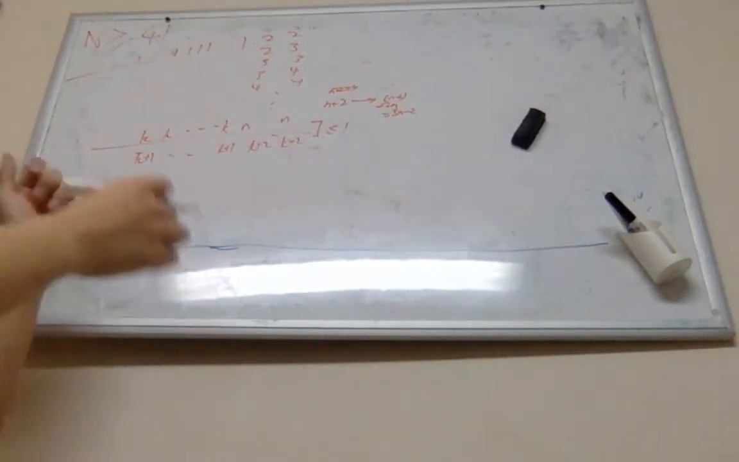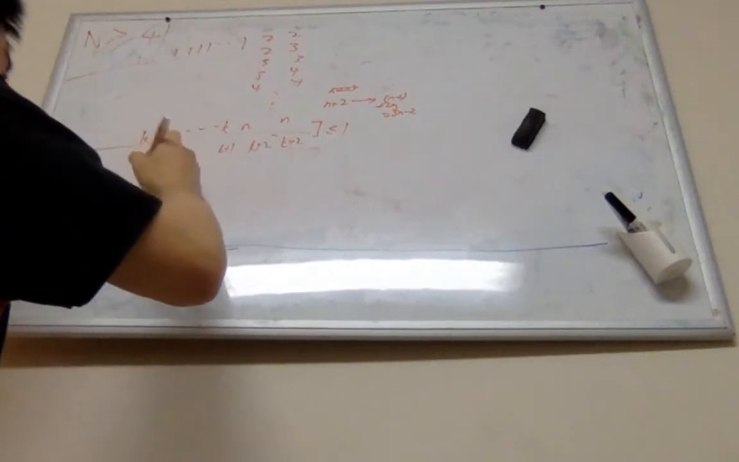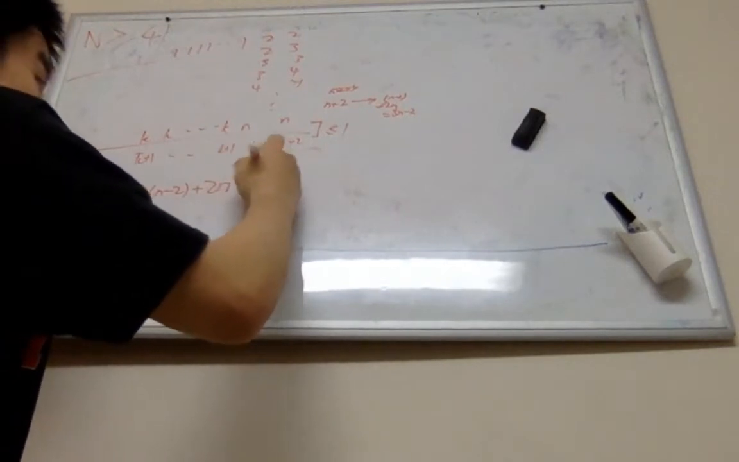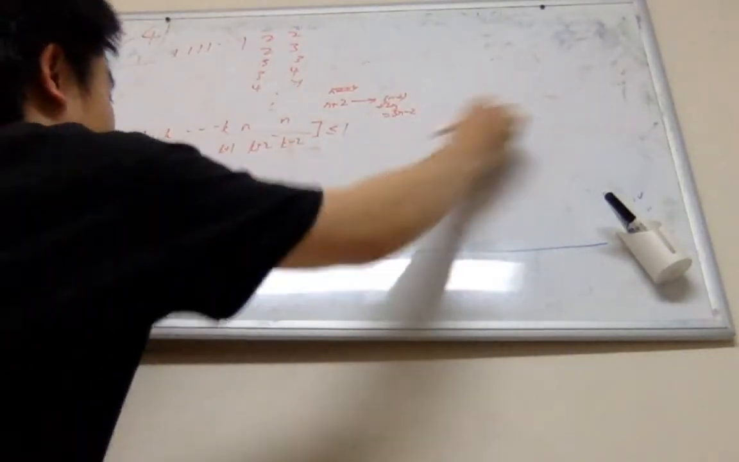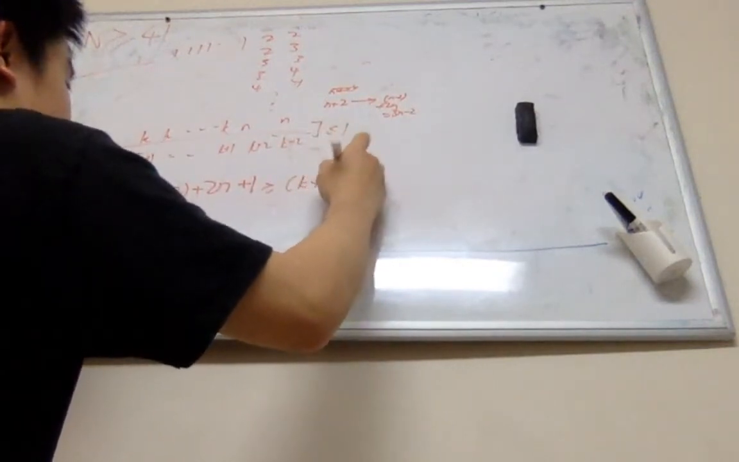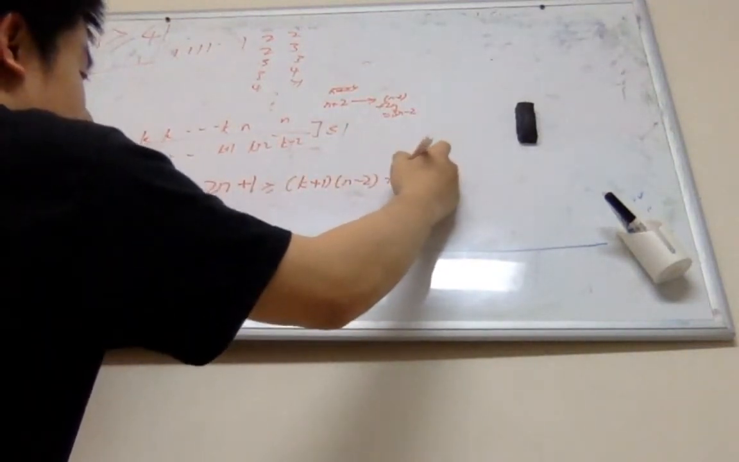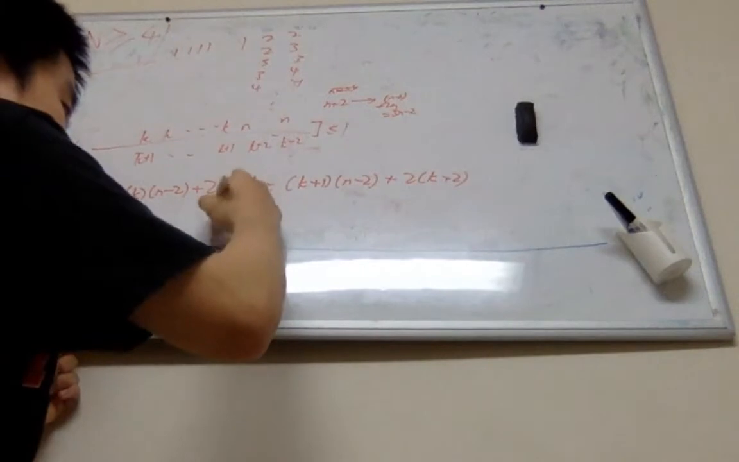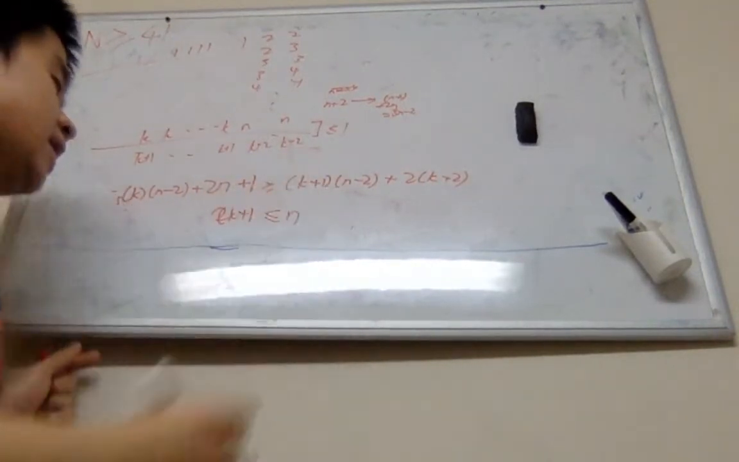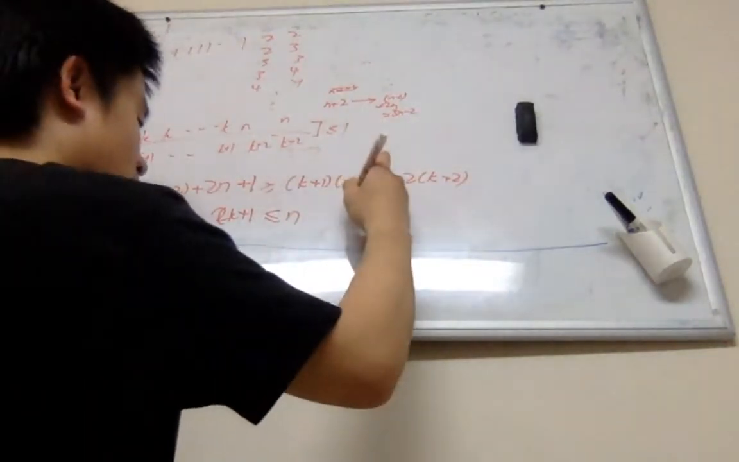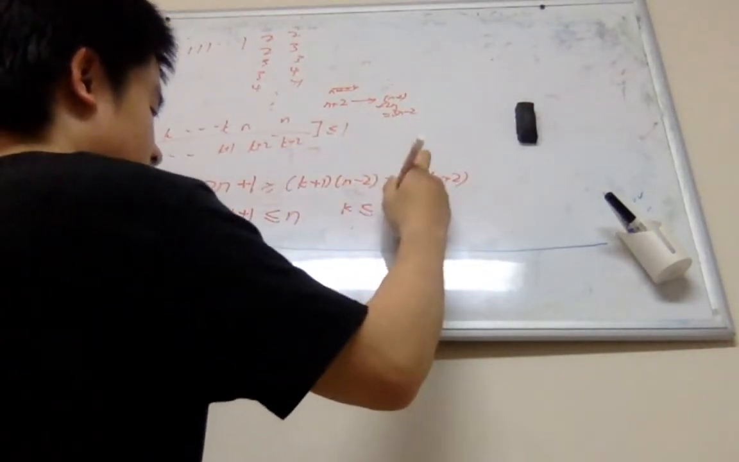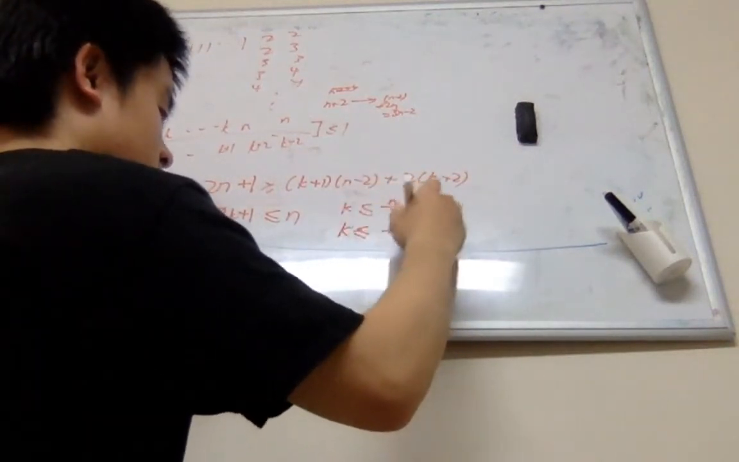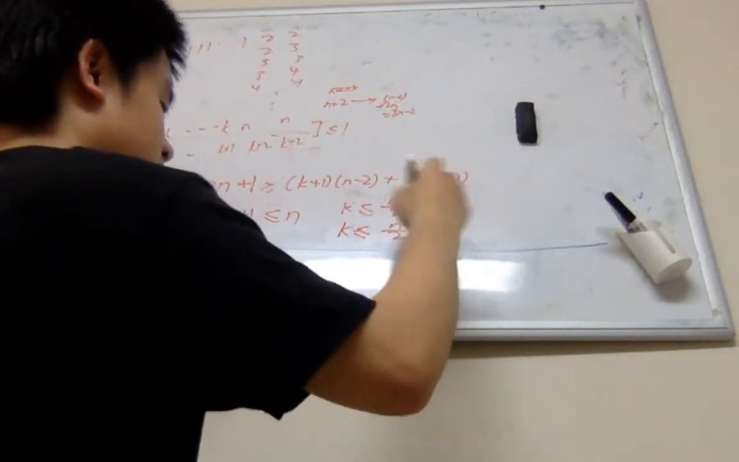Okay. So we want k times n minus 2 plus 2n plus 1 to be more than the next one, plus 2 times k plus 2. It turned out that this can be solved when 2k plus 1 is less than or equal to n, which means that for the even case, k is less than or equal to n over 2 minus 1. For the odd case, it should be n minus 1 over 2.